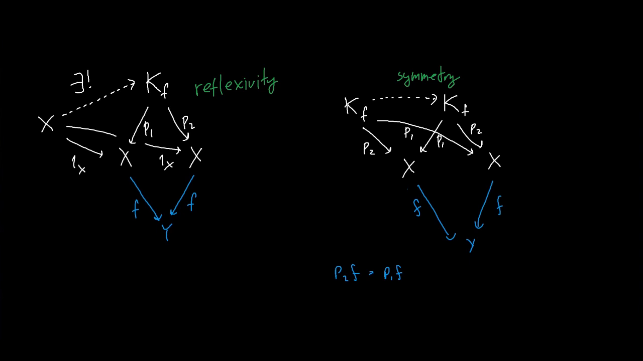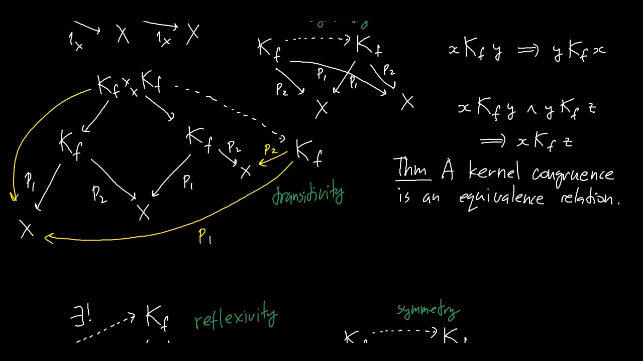Oh, okay. You're happy with that, Alexander? Yeah. And this means that we have the unique map going from K F to 2. Great. Thank you very much. So that's symmetry. And now let's look at transitivity.